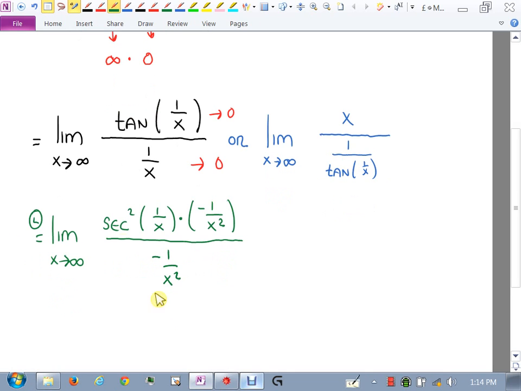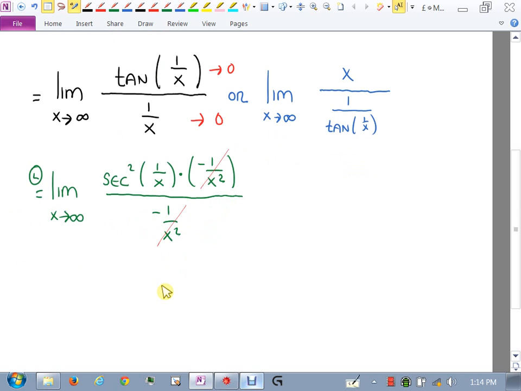That was another thing making me lean towards going with this one. It's because I realized that I was going to have to take the derivative of 1 over x in both of them, which means that they're going to cancel. Look, this is going to cancel with this, isn't it? And so all that's left is limit x goes to infinity of secant squared of 1 over x.